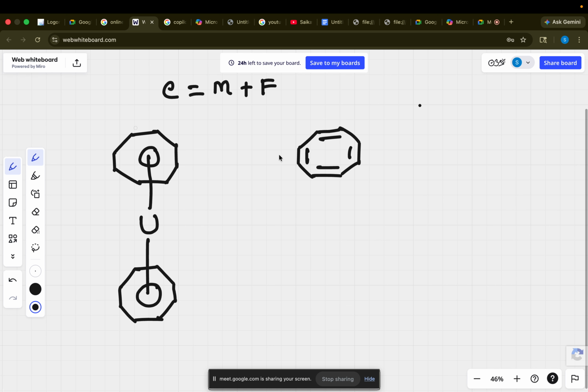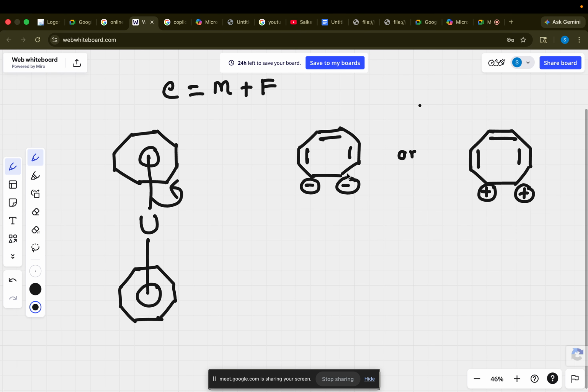Now this kind of compound, how can I break? Suppose I have to break the metal carbon bond, how can I break? So here you have two possibilities for this cyclooctatetraene compound. Based on the cleavage of your metal carbon bond, you have two possibilities. If you break the bond like this, you will get this. If you break the bond like this, you will get this.